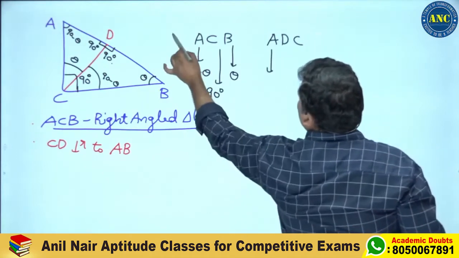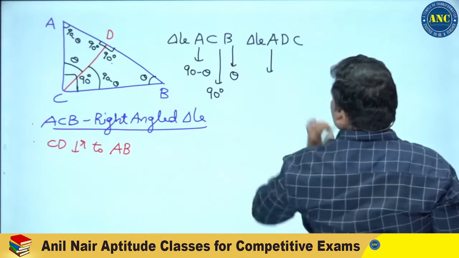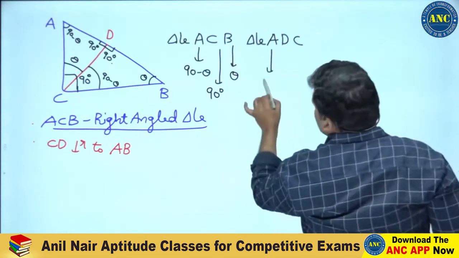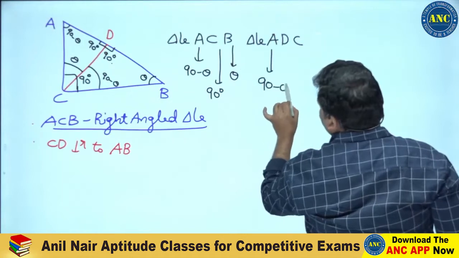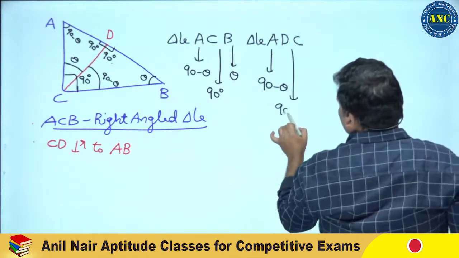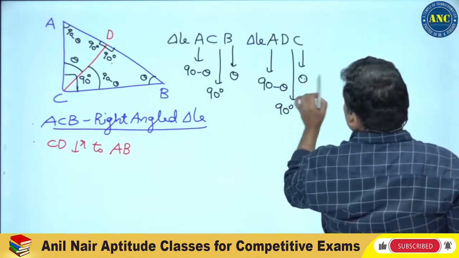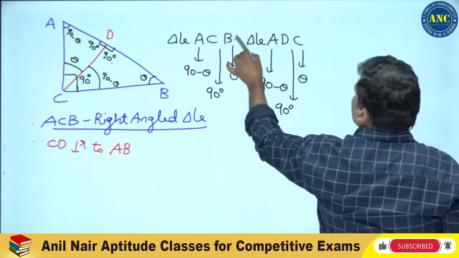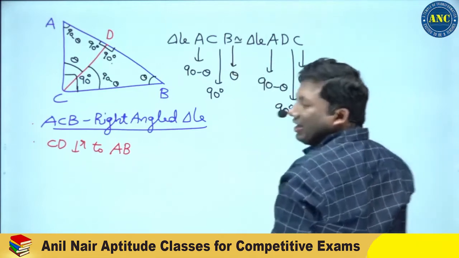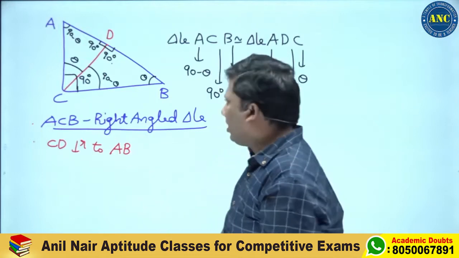In this triangle ABC, here it is triangle ADC. A is 90 minus theta, D is 90, and C is theta. These both are similar. If three angles of a triangle are equivalent to three angles of the next triangle, they both are similar.